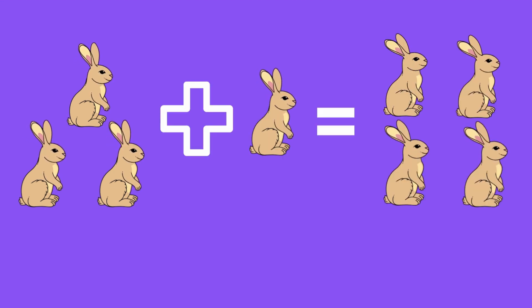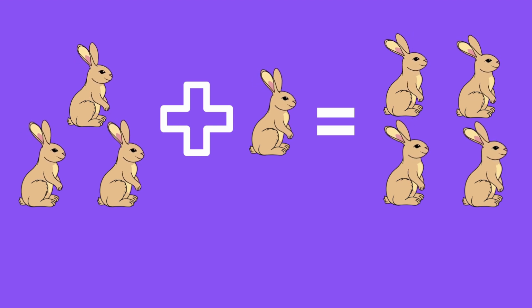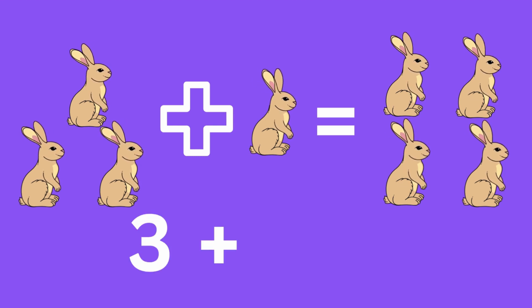We have three rabbits on the farm now. Let's add another rabbit. Three rabbits plus one rabbit equals four rabbits. It means 3 plus 1 equals 4.